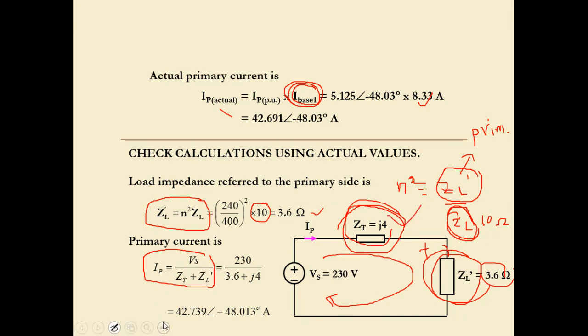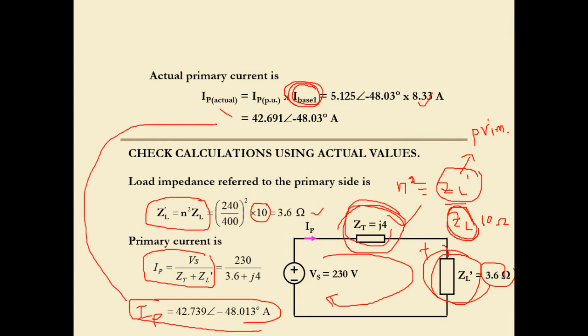So IP is 42.739 at negative 48.013 ampere. It looks like the value of the actual IP is more or less identical to what we analyzed earlier.